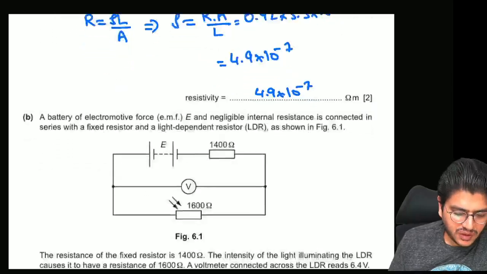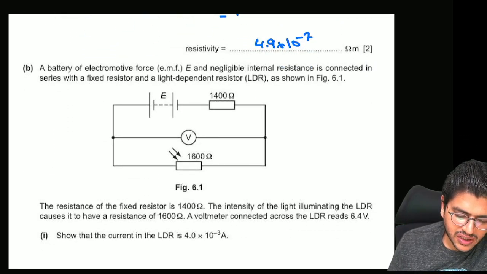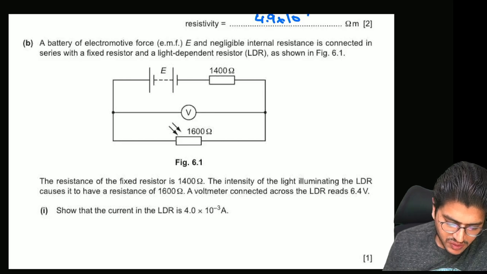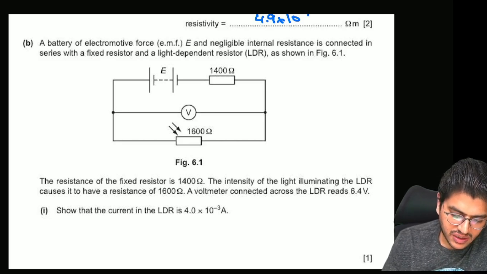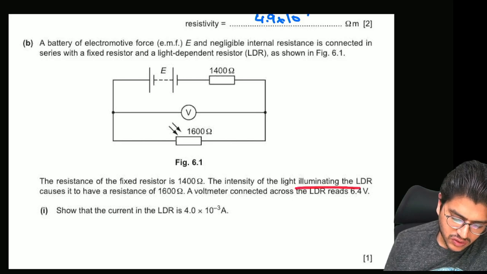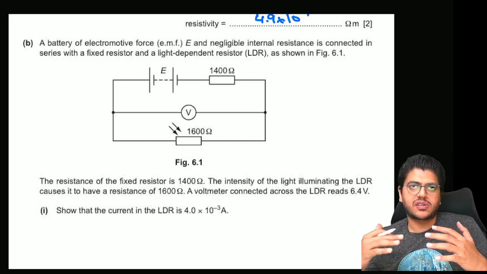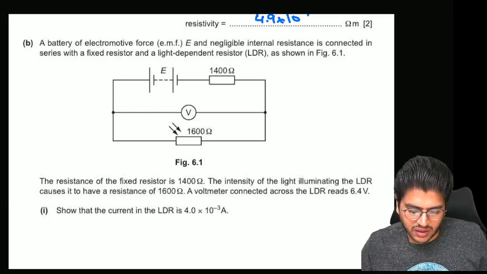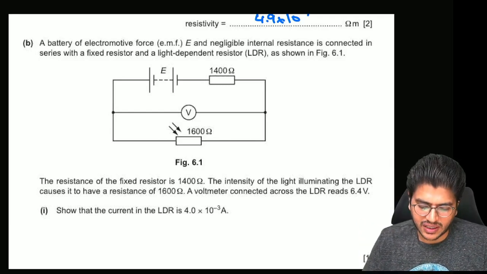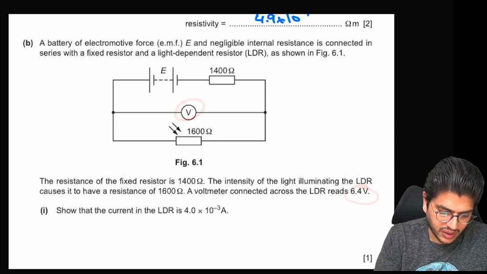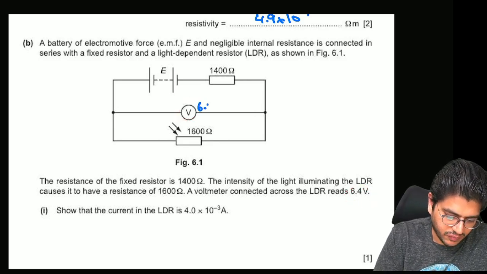Next, a battery of EMF E and negligible internal resistance is connected in series with a fixed resistor and an LDR. The resistance of the fixed resistor is 1400 ohms, as you can see. The intensity of light illuminating the LDR causes it to have a resistance of 1600. So the LDR's resistance can vary, and right now it's 1600 for a certain light intensity. At that particular instant, the voltmeter reading is 6.4. Good, so we have the voltmeter reading as well.